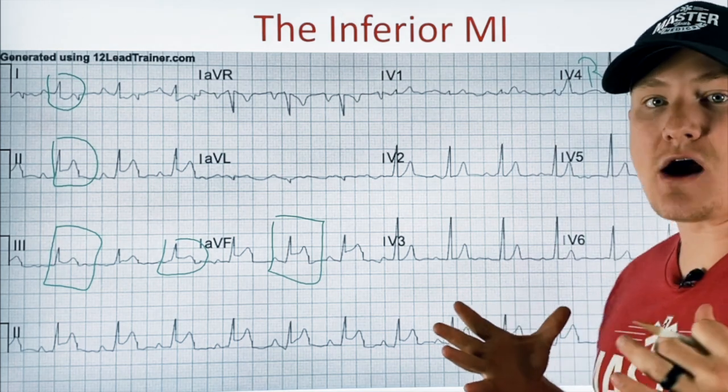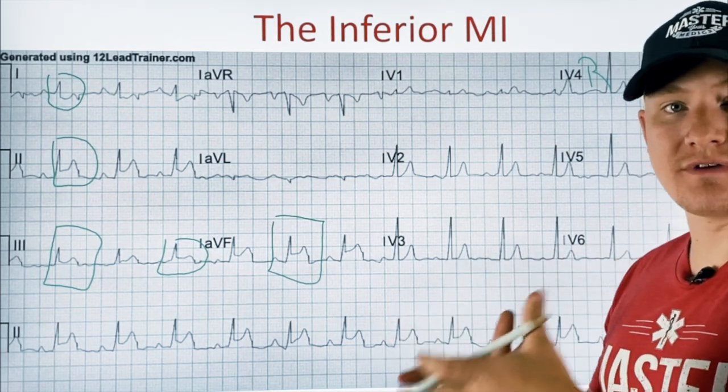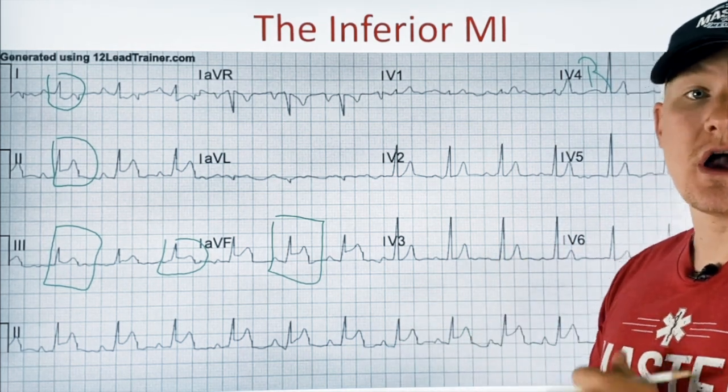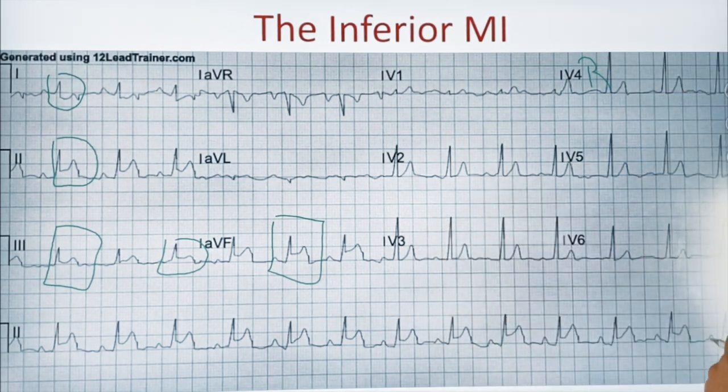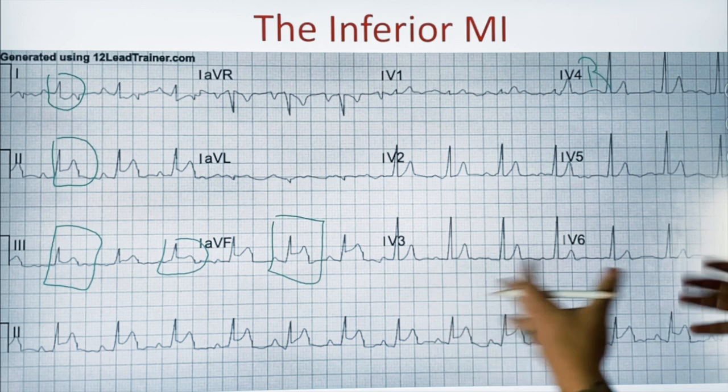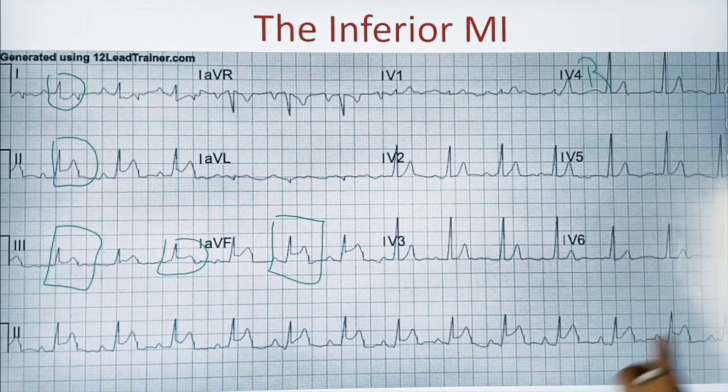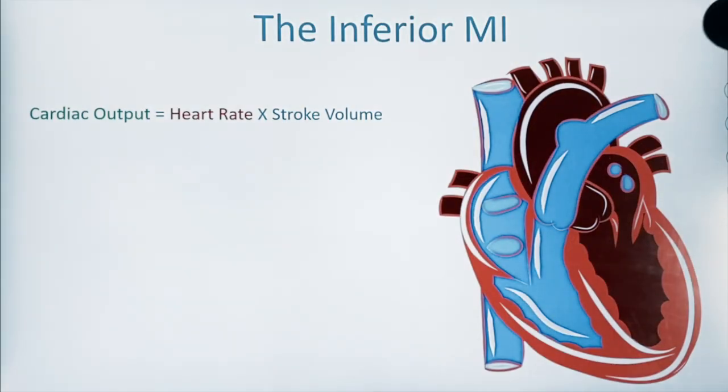That will tell you how damaged or how effective that right ventricle is. Important to know, especially when we start going for a treatment down the road. Okay, so that is using our 12 lead to really figure out little pieces of what we need to know as far as this inferior MI goes. Now, why is that all important?